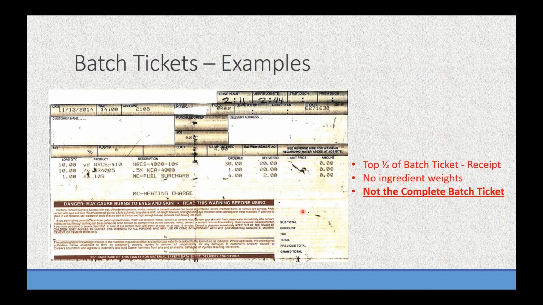This is the upper part of the batch ticket. So if we're collecting this, we shouldn't be just collecting this. We should be collecting both the top and the bottom. This isn't a complete batch ticket. You can see there aren't ingredient weights on this top half. This is commonly referred to as a receipt. It's not to say that it doesn't have decent information.